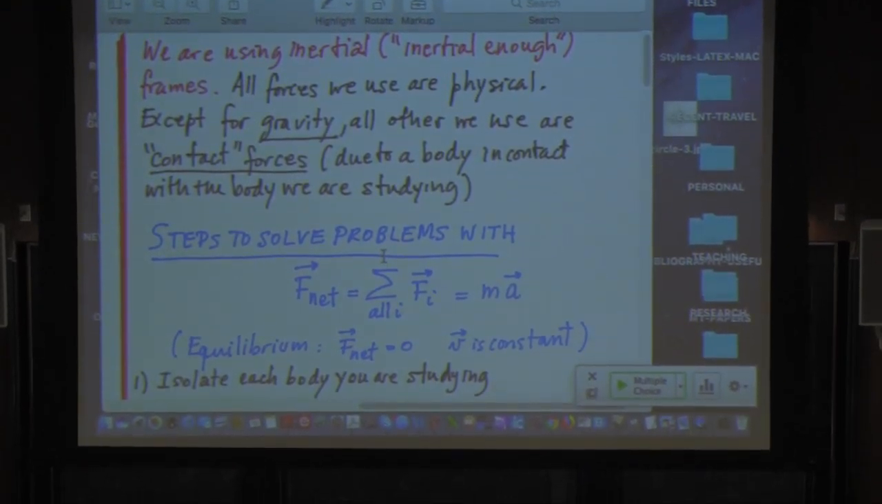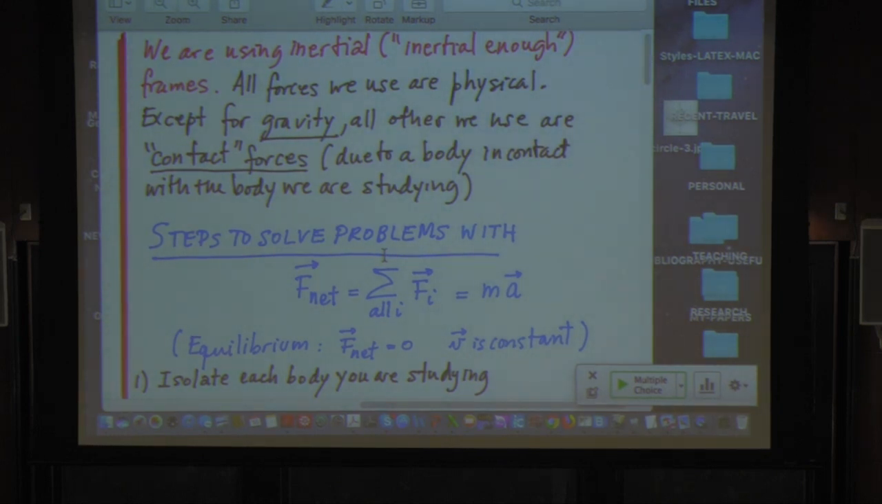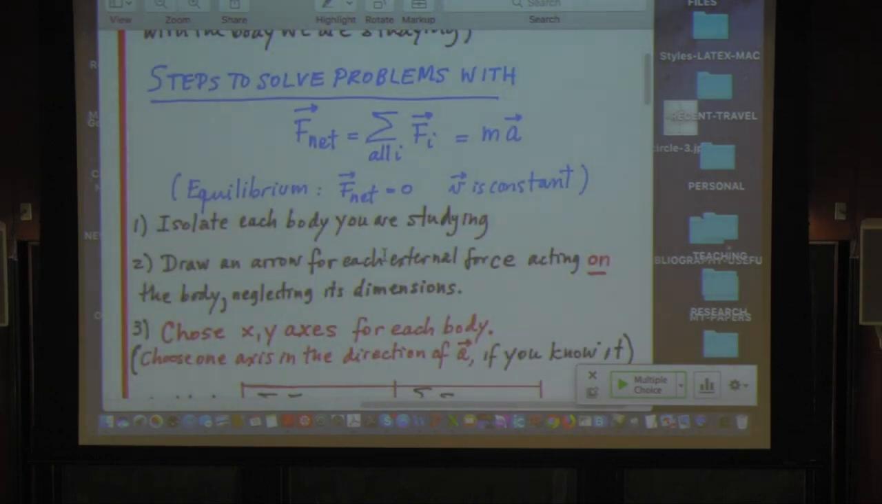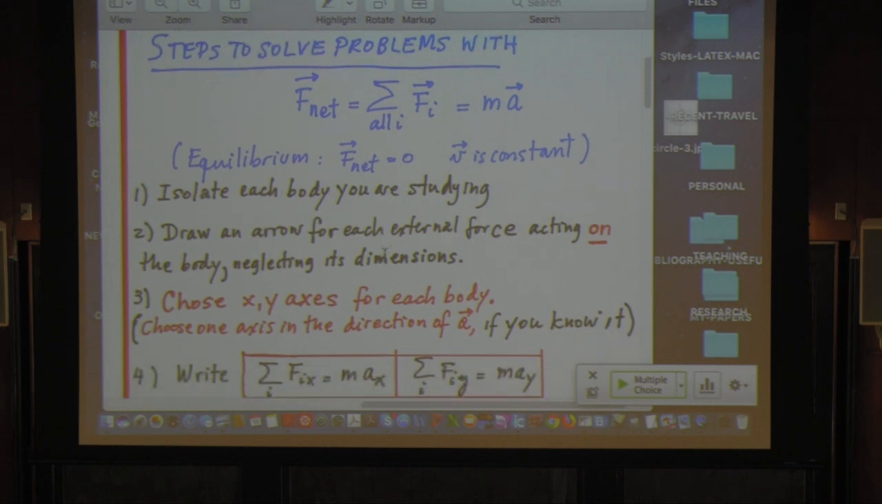Always in your diagram of forces, there will be the force of gravity. So let us go to the steps that you will follow to do problems. We are going to solve a few, and we are going to add friction to these forces. First, isolate each body you are studying. Think of either M1 plus M2, or M2 separated, or M1 separated.